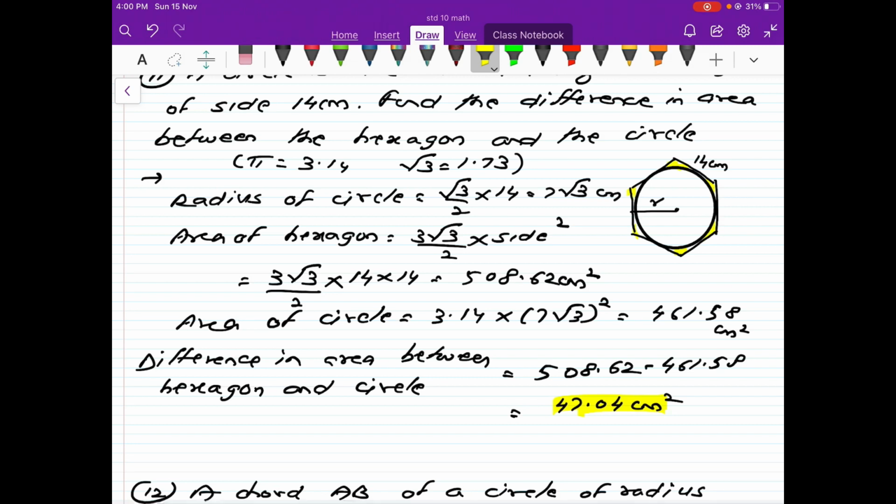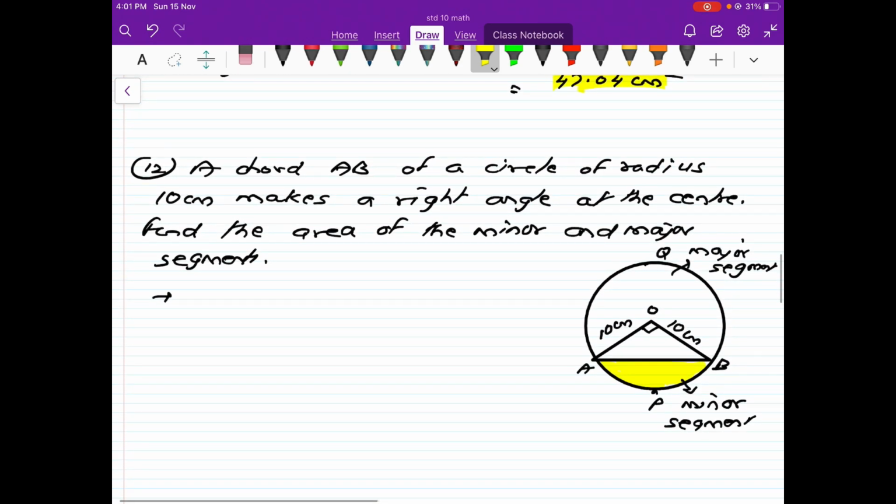So going for the next sum, the 12th sum. A chord AB of a circle of radius 10 centimeters makes a right angle at the center. Find the area of the minor and the major segments. For doing all this, again we'll have to draw a perpendicular. Suppose this is M.